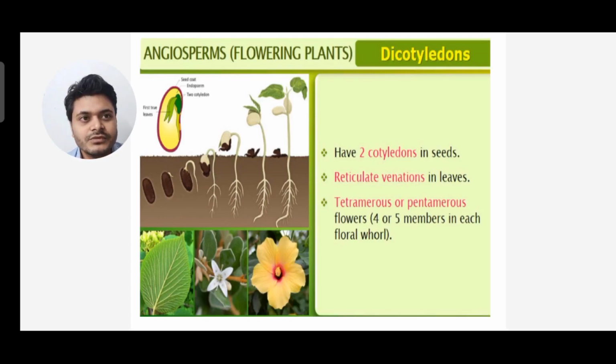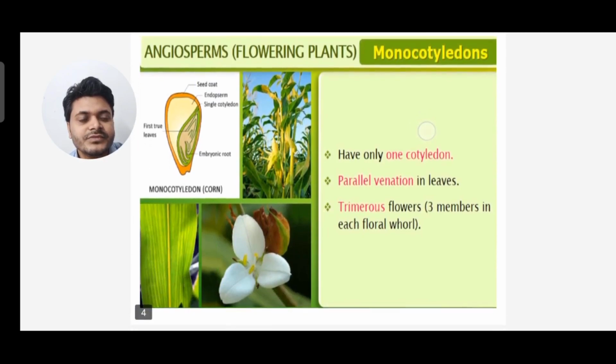So you can see the flowers. You can see the figures below: 4 petals and 5 petals. 4 petals are tetramerous and 5 petals are pentamerous. Next, you can see in monocots the seeds and petals are given. In monocots they have only one cotyledon. They have parallel venation in the leaf, and they are trimerous flowers, that means 3 petals, with 3 members in each floral whorl.